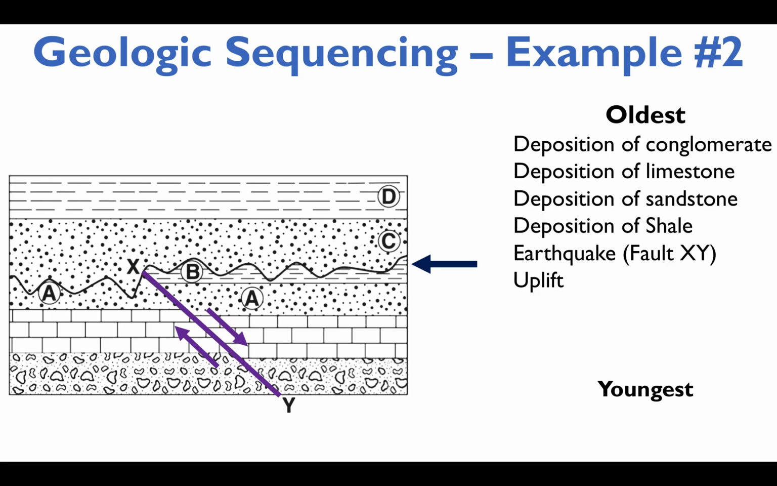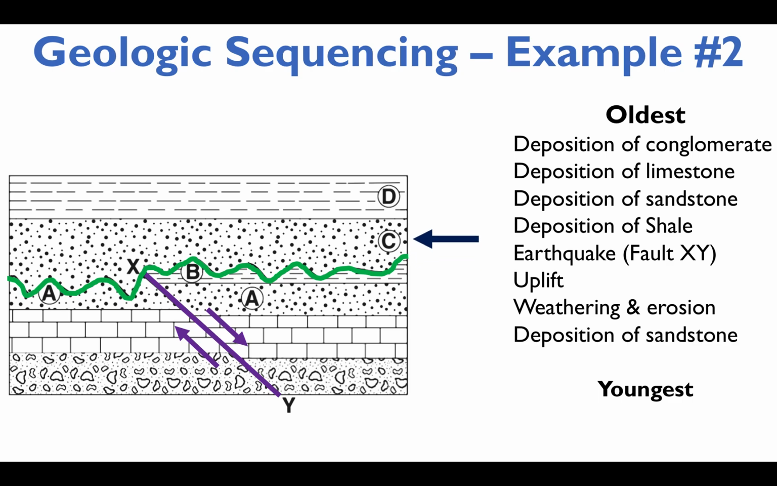That earthquake led to some uplift, which then leads to weathering and erosion. After the weathering and erosion, we have more deposition of sandstone, followed by the deposition of shale. So when you're doing your activity today, make sure to go back to this video if you have any questions about the sequence of events that happen due to these geologic processes.